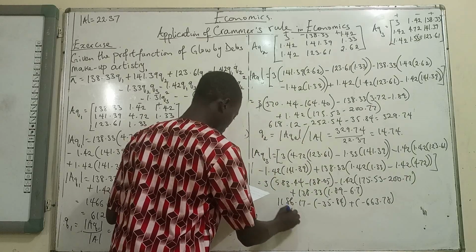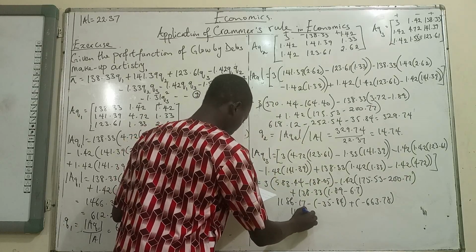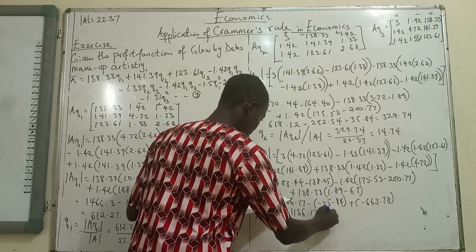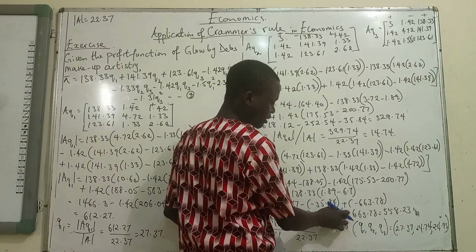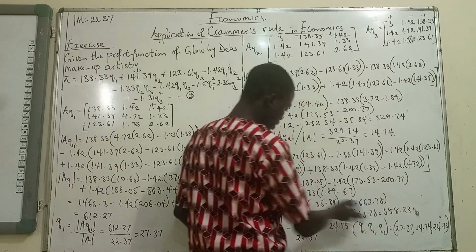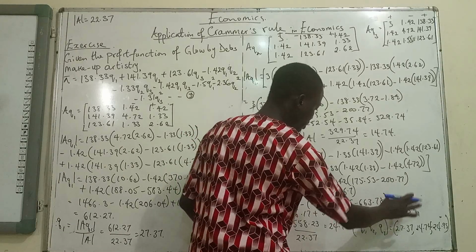So we have 1186.17 plus 35.84 minus, and plus times minus is minus 663.78. So solving the whole thing, we have 558.23.